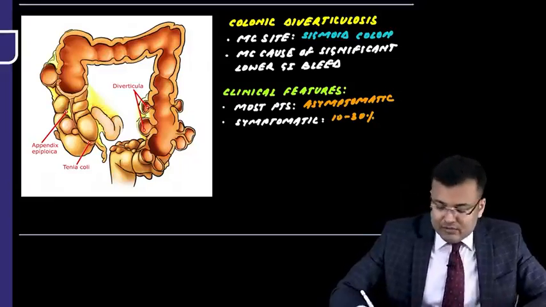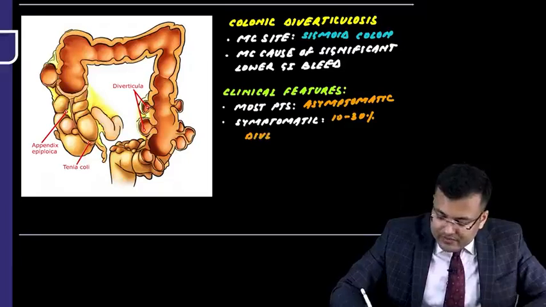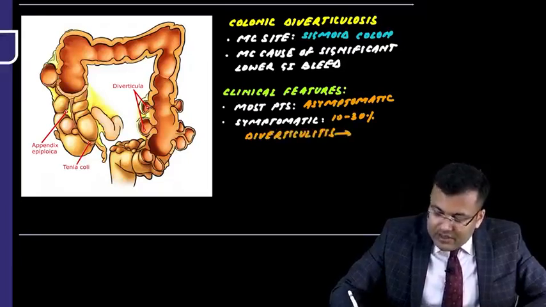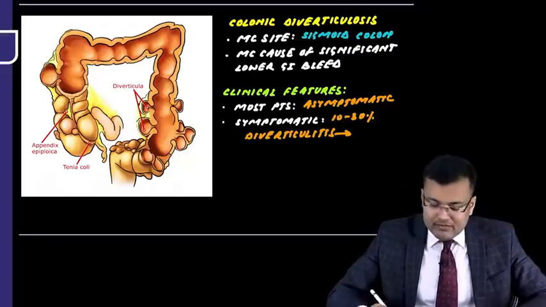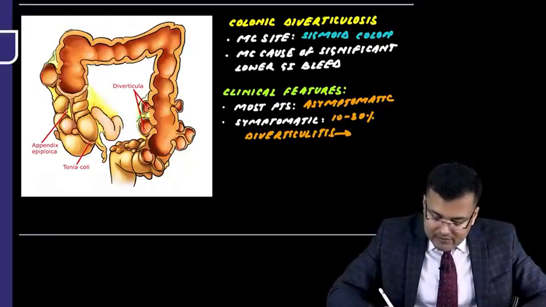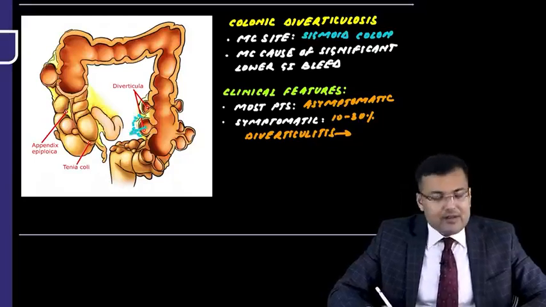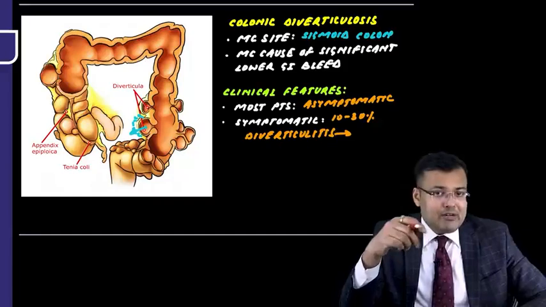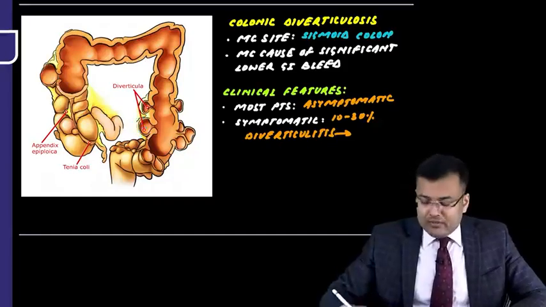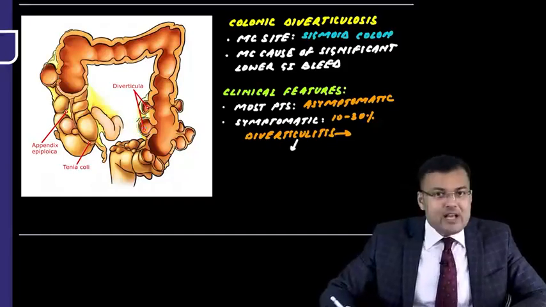One of the complications is what? Diverticulitis. So diverticulitis is a misnomer. What happens? There is no inflammation of the diverticula itself. What happens? There is peridiverticulitis. So these patients have perforation, and after perforation, there is peridiverticulitis. So diverticulitis is a misnomer. These patients are actually having peridiverticulitis.